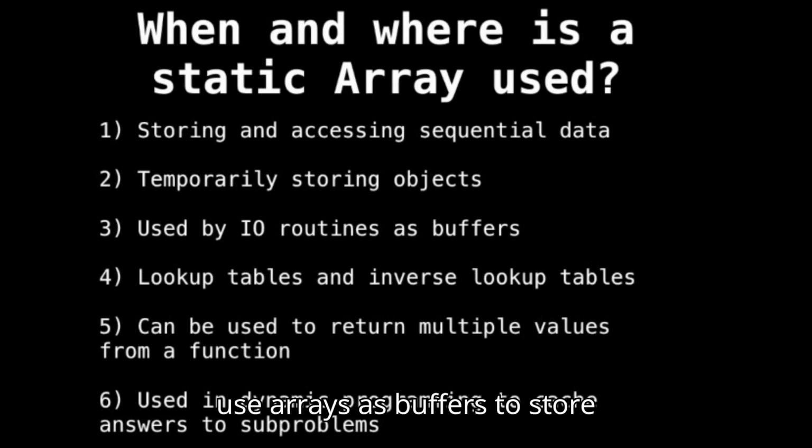Next is that we use arrays as buffers to store information from an input or an output stream. Suppose you have a really large file, for instance, that you need to process, but that file is so big it doesn't fit all in memory. So we use a buffer to read small chunks of the file into the buffer or the array, one at a time. And so eventually we are able to read the entire file.